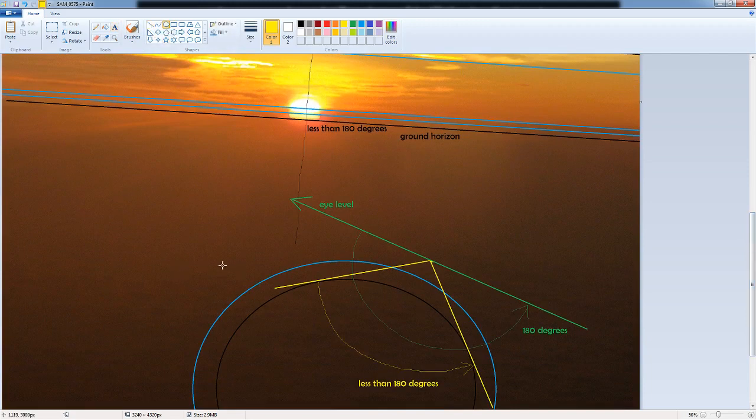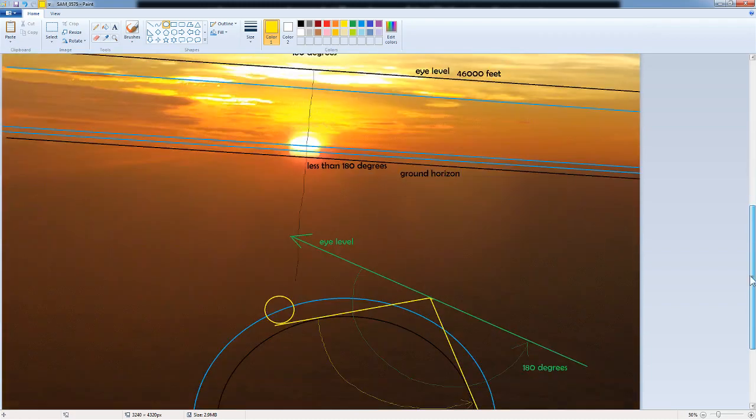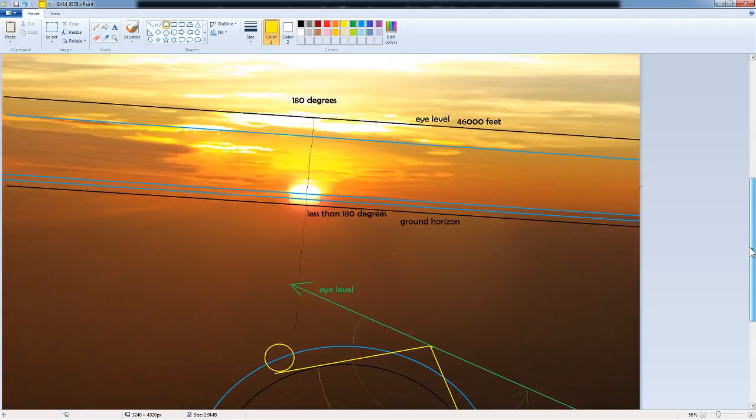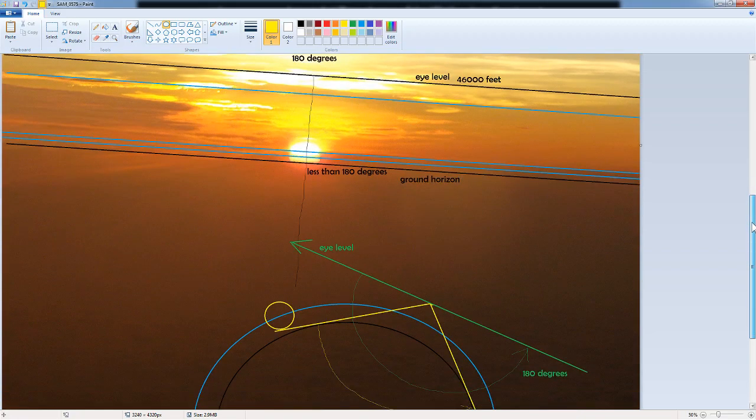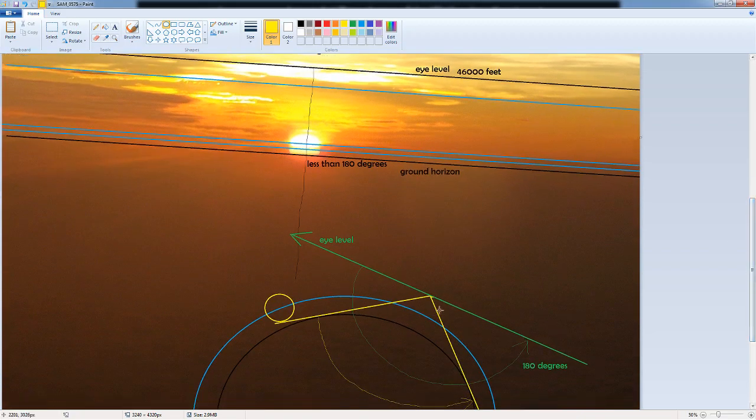And we have the sun. Like this. Now, this is not to scale. I'm kind of exaggerating the scale here. But you get the idea. That looking up here at eye level is above the sun. This is 46,000 feet from the surface. I'm highly exaggerating the curvature.